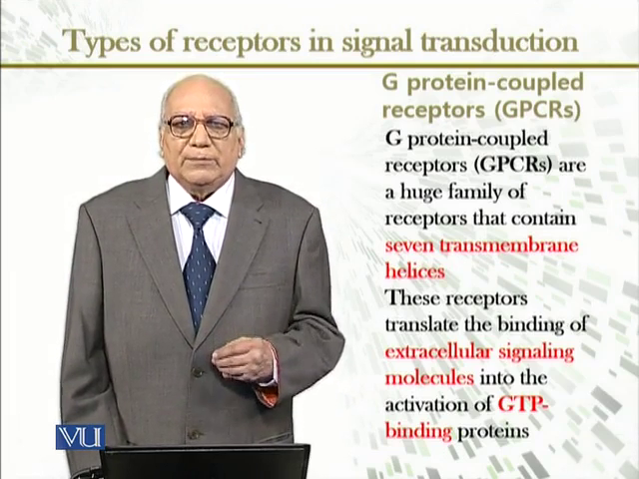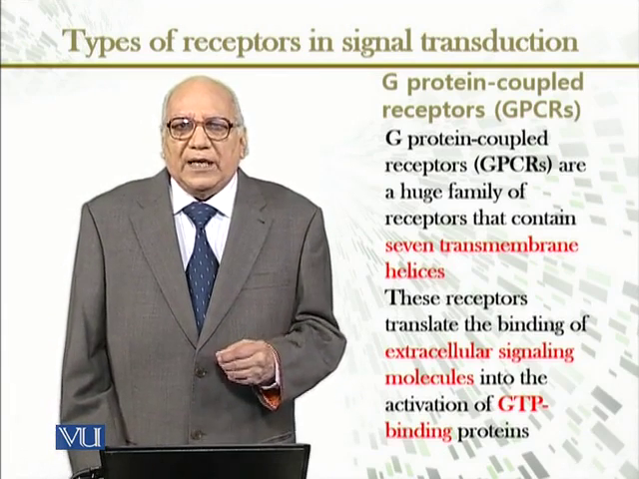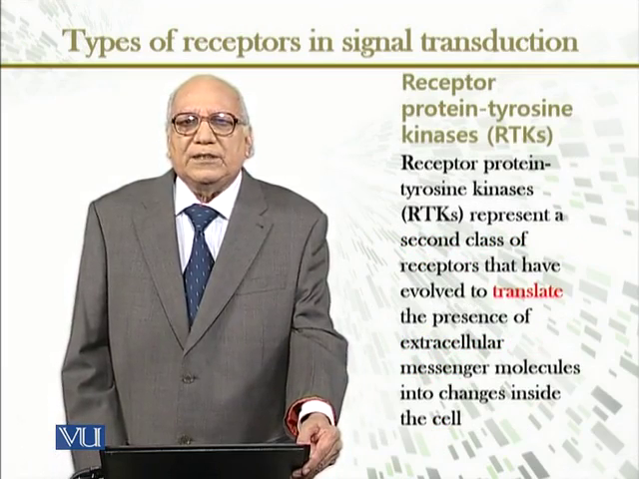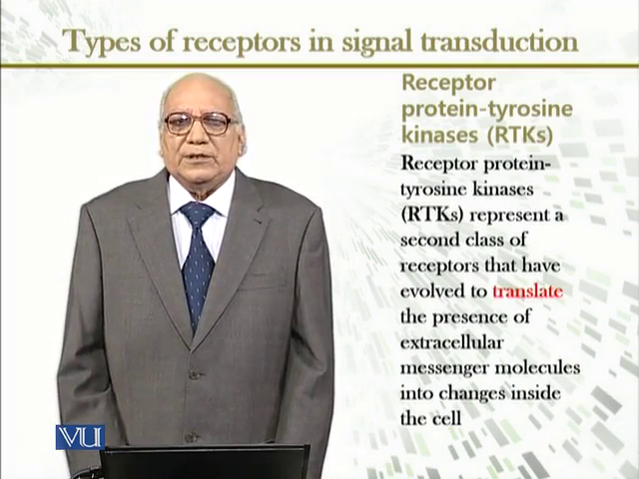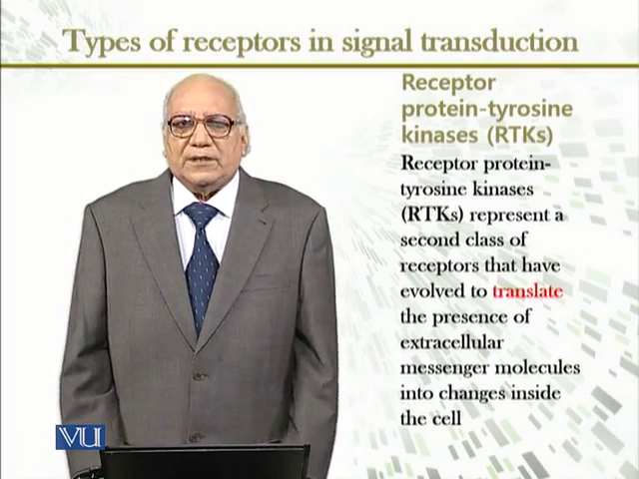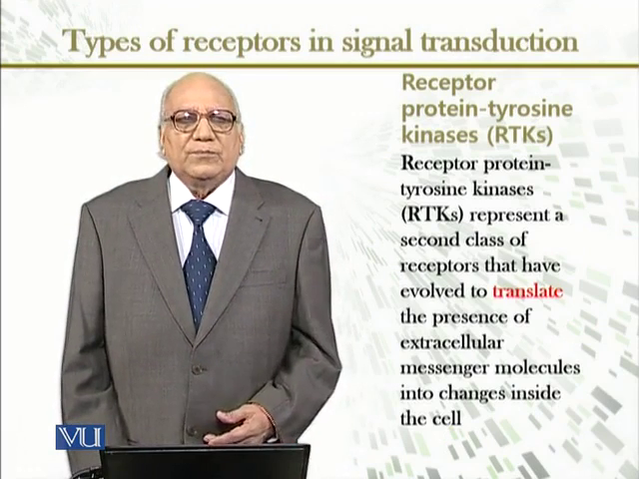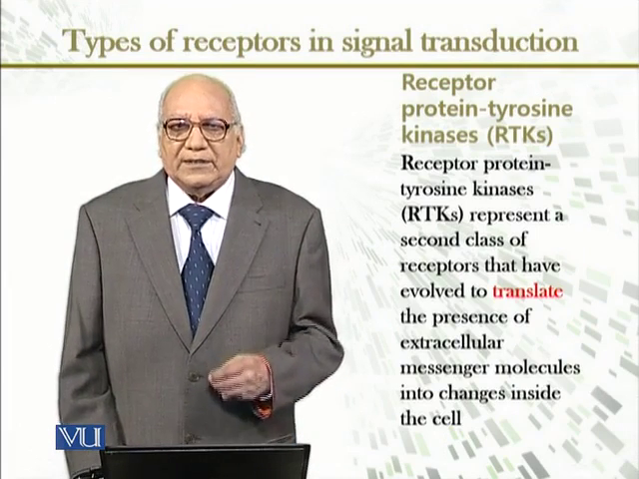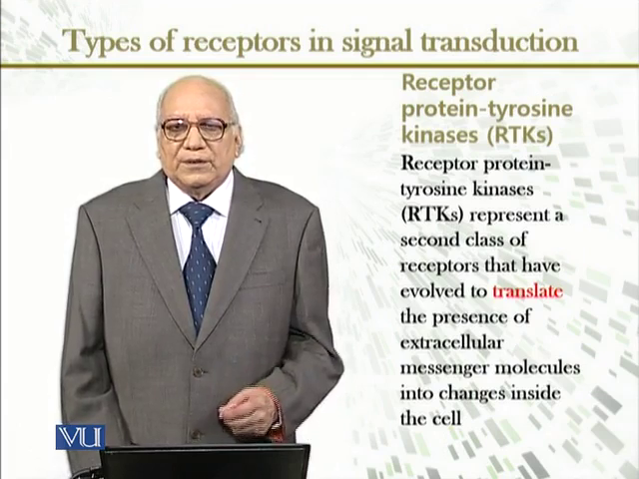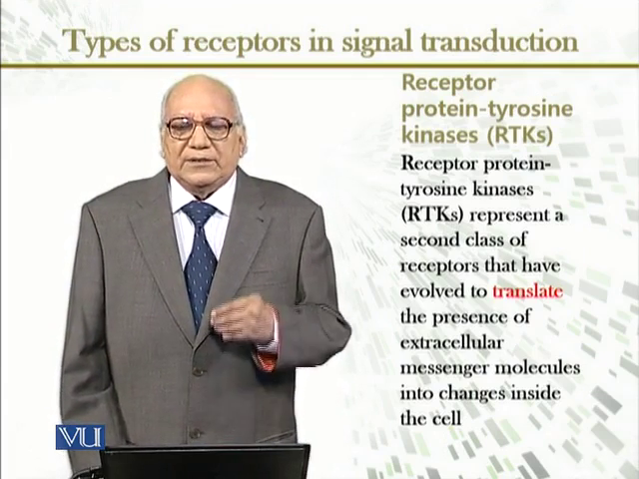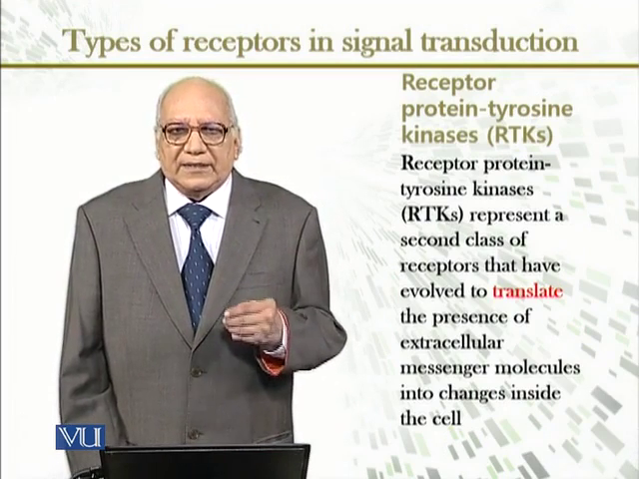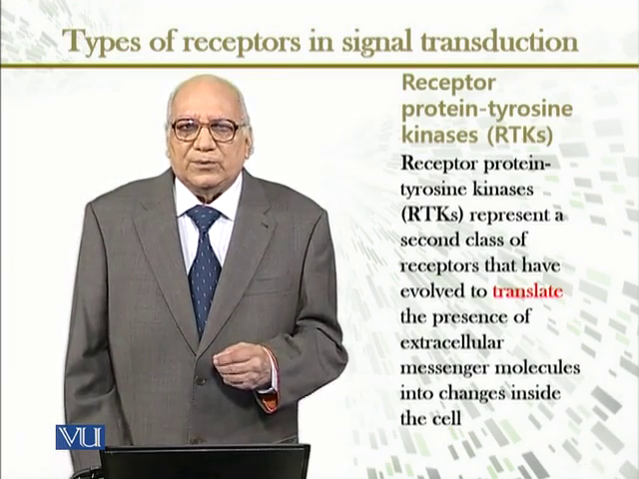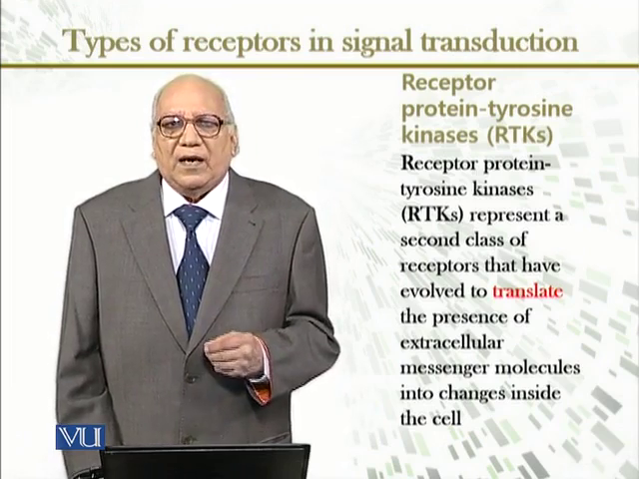Proteins play a very important role in carrying the signal from one cell to another cell. The next one is the receptor protein-tyrosine kinase, RTKs. They represent a second class of receptor that have evolved to translate the presence of extracellular messenger molecules into change inside the cell. They receive signals outside the cell, and then they carry those signals inside the cell and make the necessary changes. That is known as the receptor protein-tyrosine kinase, RTKs.